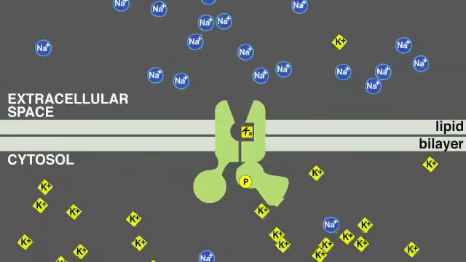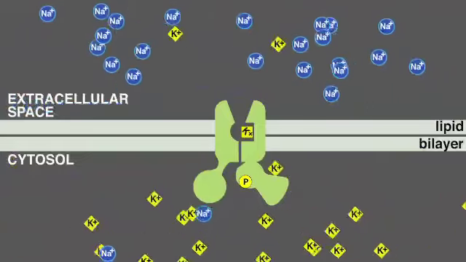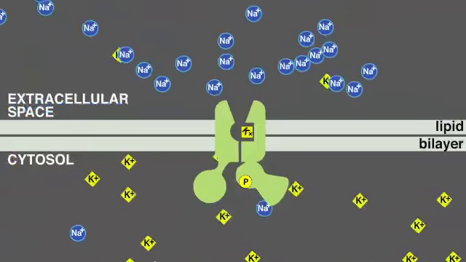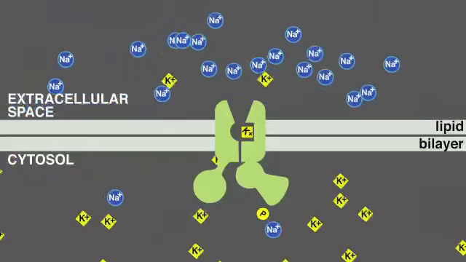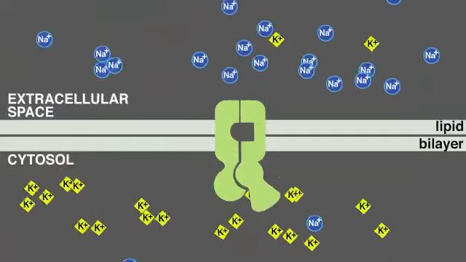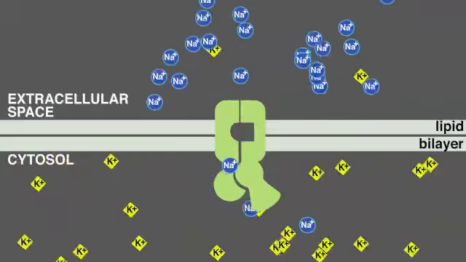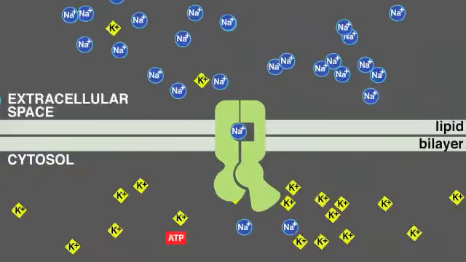Although there are 2 potassium binding sites, for simplicity only one is shown here. Binding of the potassium ions triggers release of the phosphate group and the return of the pump to its initial conformation. The potassium is then released inside the cell, and the cycle repeats. A complete cycle takes about 10 milliseconds.